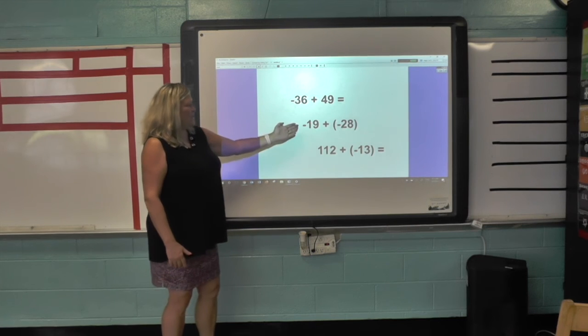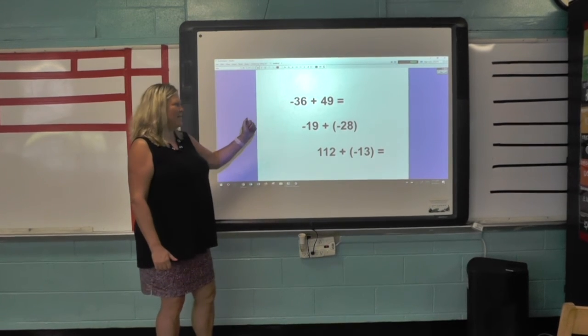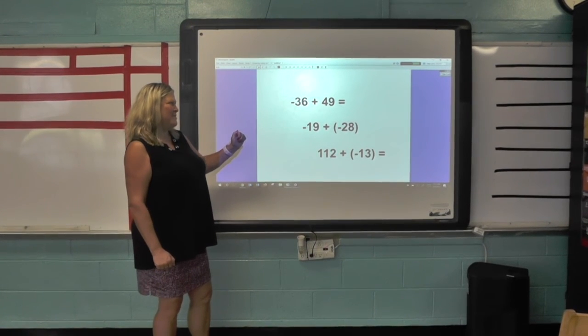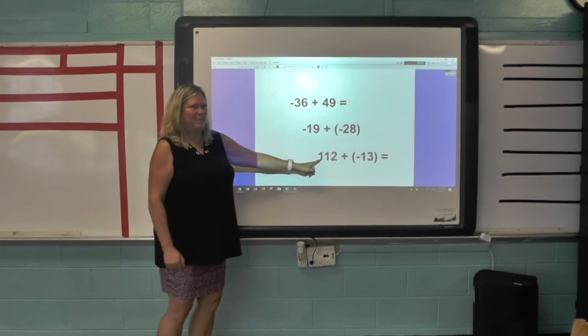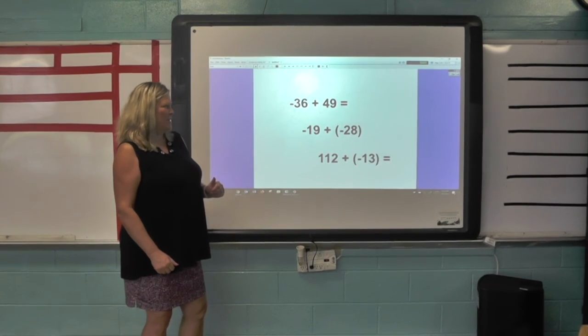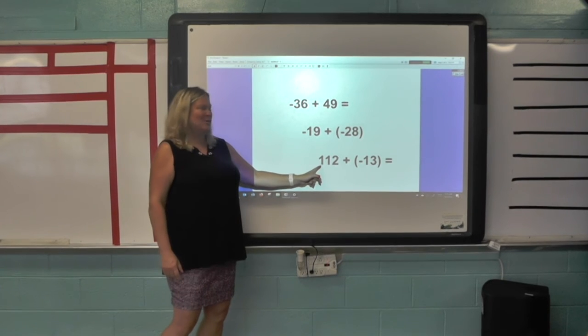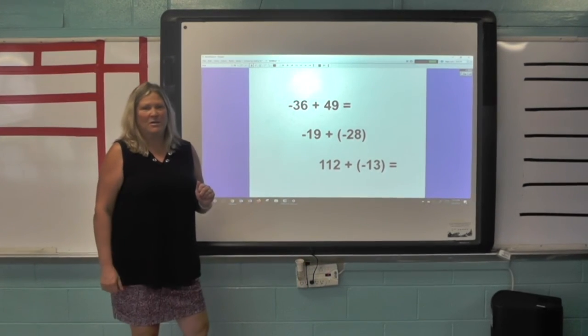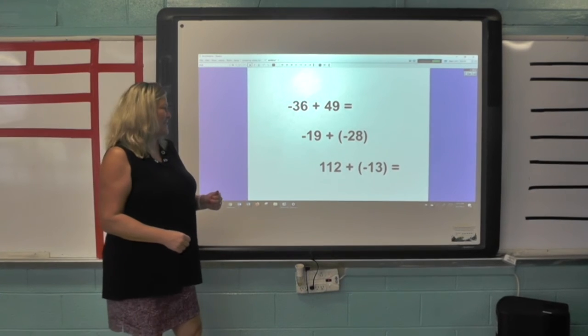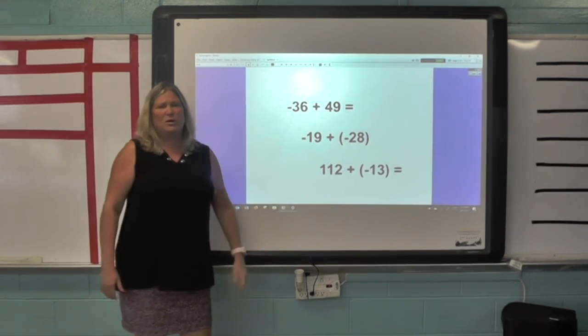So here are 3 different types of problems. What do you notice about them? Yeah. What do you think about using a number line? You would need a really big number line to do that one. Or look at this problem. Okay, so maybe the chip models, right? I don't know about you, but I don't want to have 112 positive chips and 13 negative chips and find the answer. Or how about the last one we did, drawing a picture? I don't think I want to draw a picture of these.